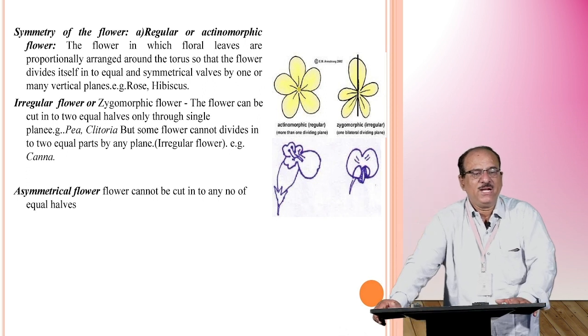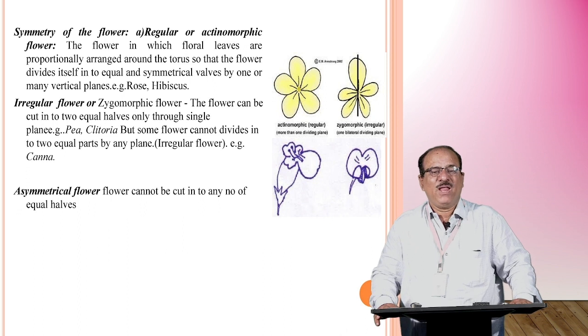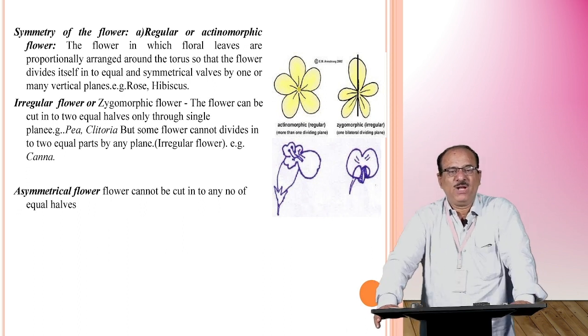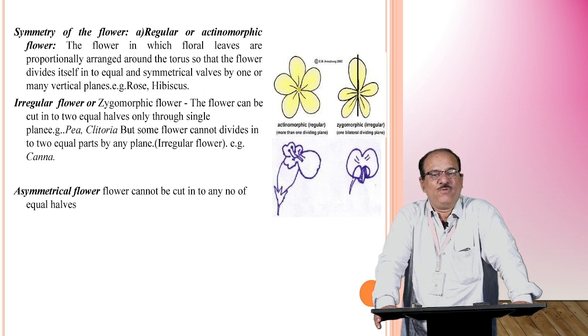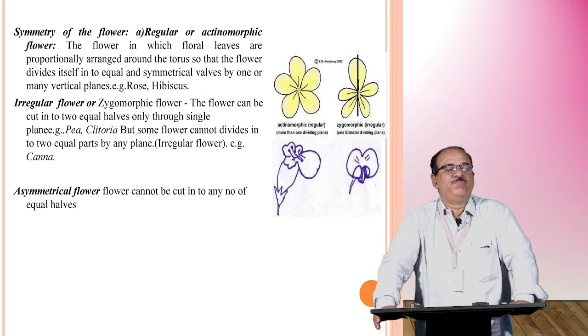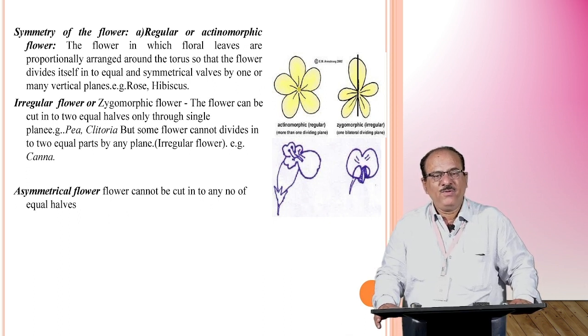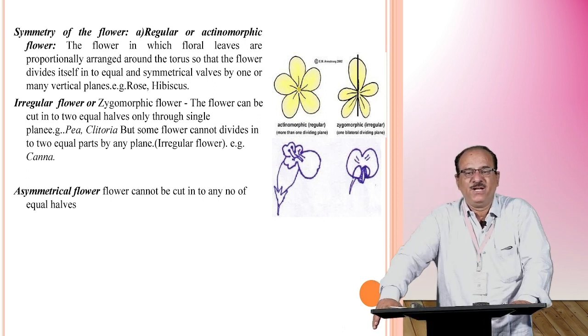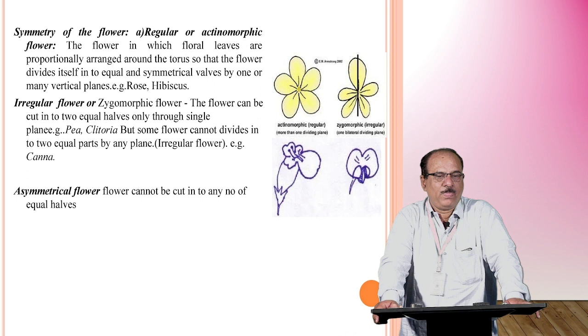Second is irregular flower or zygomorphic flower, where the flower can be divided into two equal halves by only one single plane, as in case of pea plant or ocimum or clitoria, where if you try to divide that particular flower into two equal halves, you can divide it, but by a single plane. If you try to divide by another plane, it will not be divided into two equal halves.